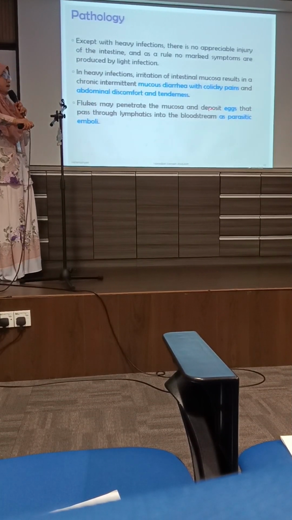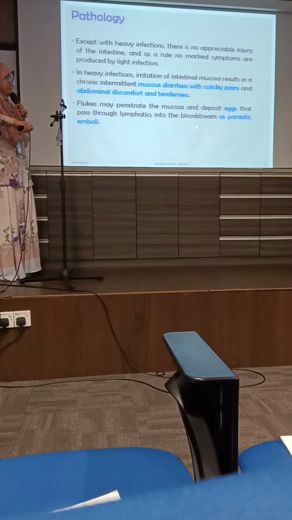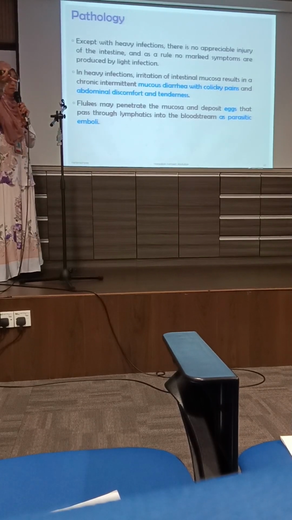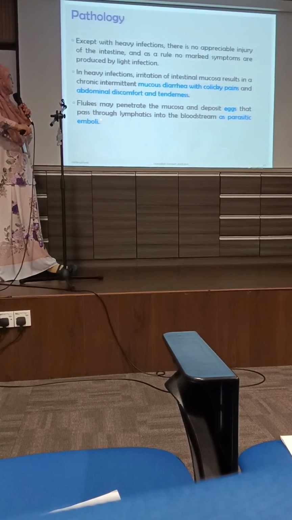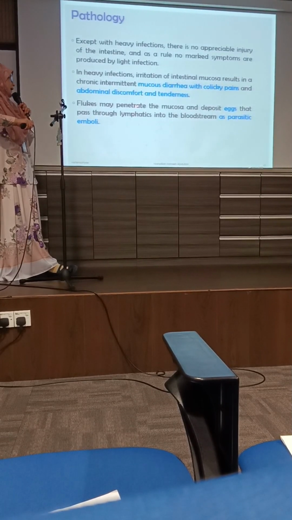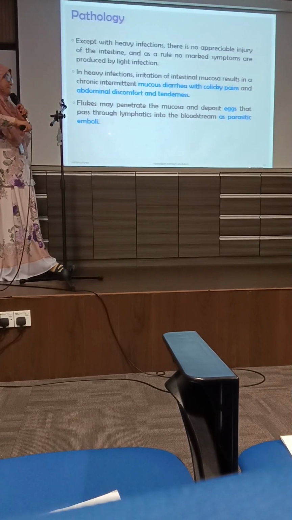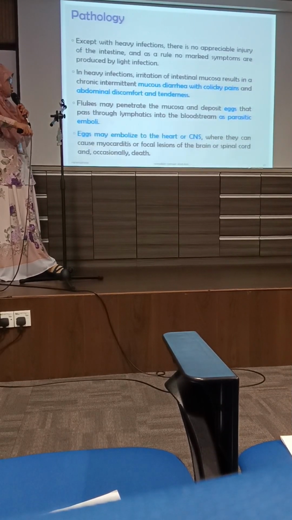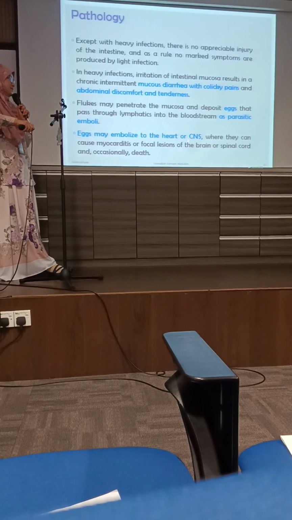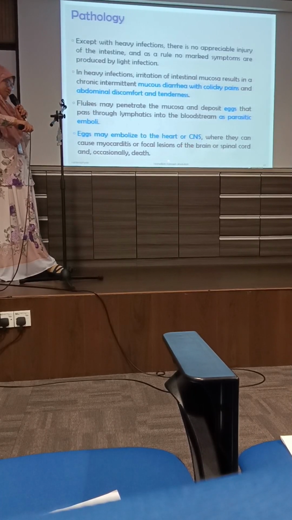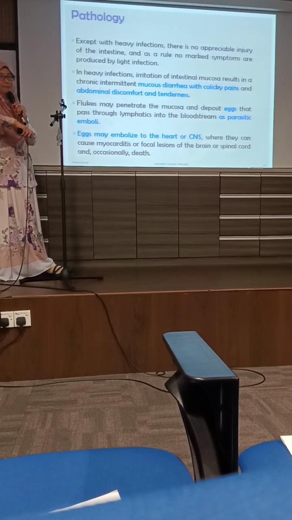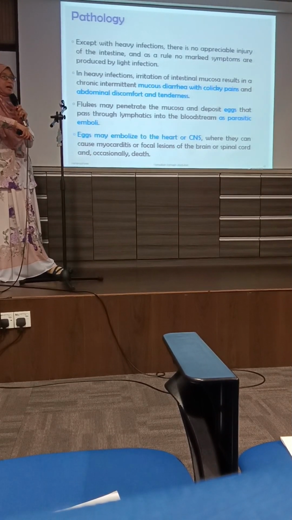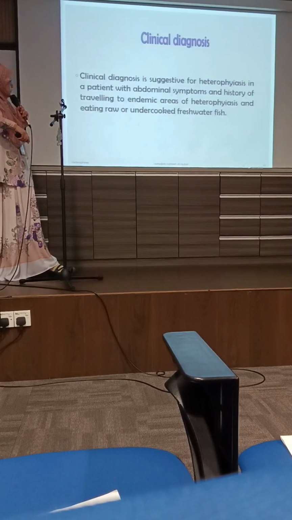Sebab apa? Dia punya egg, because the egg is quite memang very very small, sebab dia punya adult pun dah 1 millimeter. Definitely egg dia lagi kecil daripada tu. It is microscopic. Egg dia could be passed through lymphatics and goes to the bloodstream as parasitic emboli. So it can be lodged as emboli to the heart or CNS, leading to death. Nampak? So it can cause myocarditis ataupun lesions in the brain or spinal cord and causes death. Nampak? Lebih bahaya sebenarnya daripada dua lagi kakak-kakak dia tadi. Abang-abang kakak dia tadi. Right?